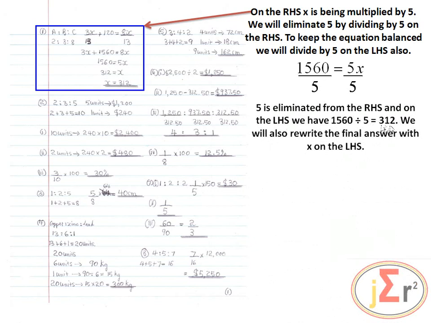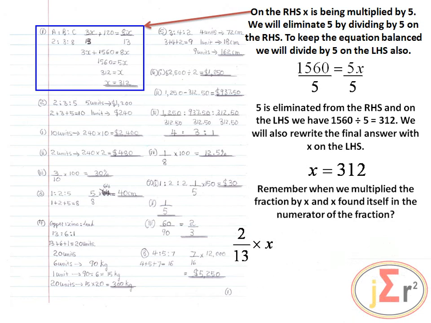There it is. 312. 5 is eliminated from the right hand side, and on the left hand side we have 1560 divided by 5, which is equal to 312. We also rewrite the final answer with x on the left hand side. So 312 is equal to x. Therefore, x is equal to 312.